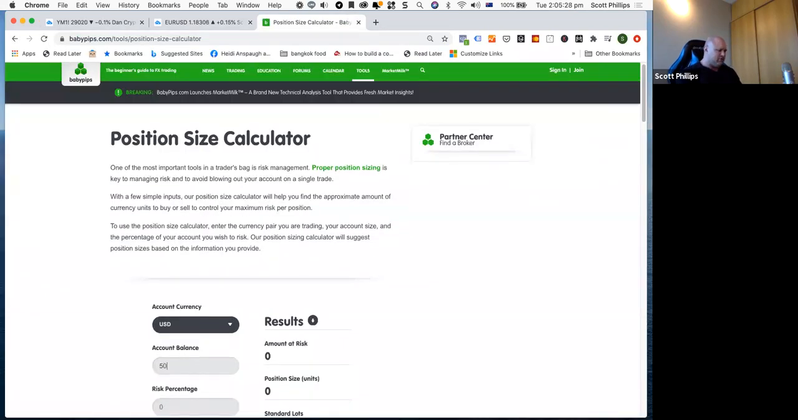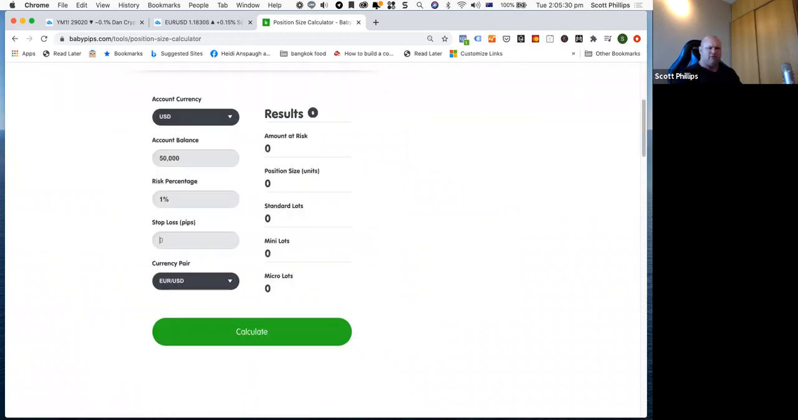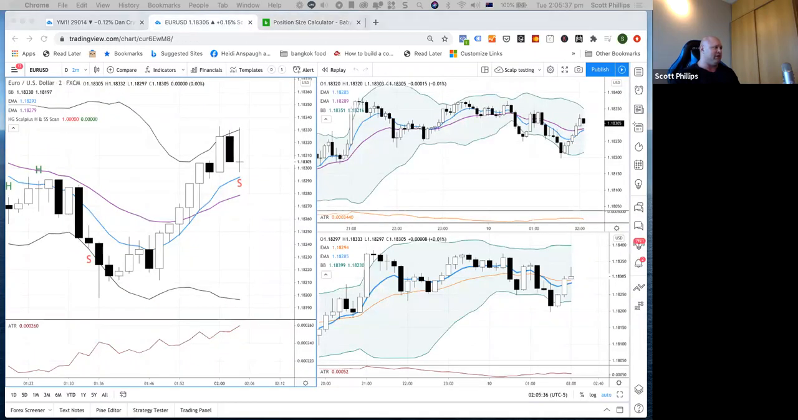So I whack it into baby pips like this, and it tells me my position size is 1,250,000, and I'm going to go prep that in my order platform now. And that is a 4 pip stop for an 8 pip target, and it's 1,250,000. And there we go. Alrighty, 3, 2, 1, placing order now.